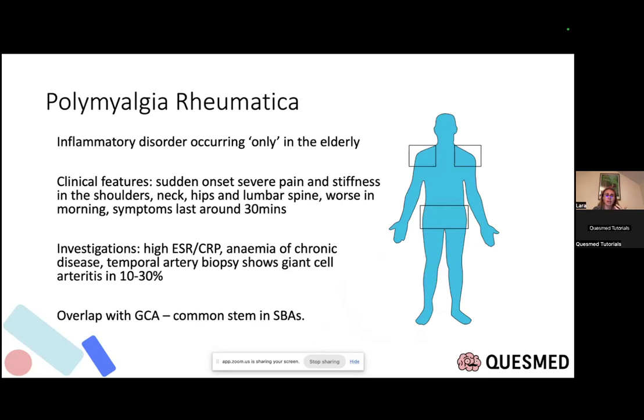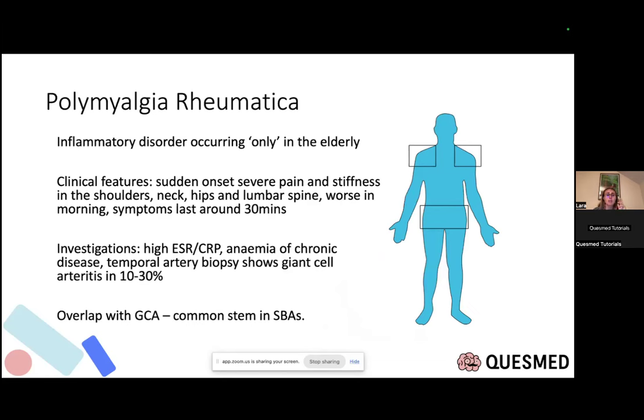PMR, very briefly, is you get this sort of sudden onset pain and stiffness in the shoulder girdle and in the pelvic girdle as well. Can be sometimes quite difficult to differentiate from polymyositis, and that's when the CK is important. You get a negative CK in PMR, but you get a high ESR and CRP.